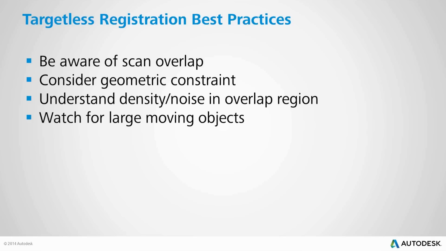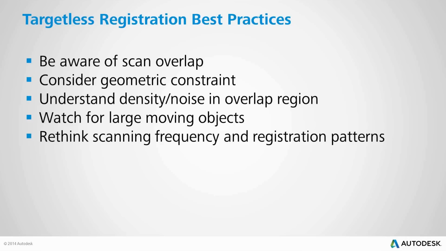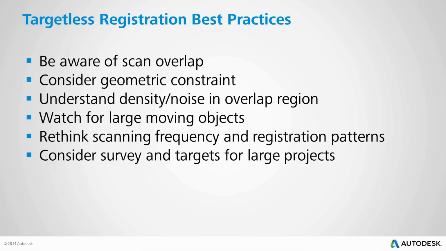We want to watch for large moving objects. As I said before, moving objects generally aren't a problem. In some rare cases, you might have very large portions of your environment that are changing, and I'll talk about that a little bit. We're also going to talk about scanning frequency, or basically the spacing between your scans and the pattern of registration that you may be using. And then last, we're going to talk about some recommended uses for targets. So targets aren't necessarily all bad. We're not saying that you should get rid of targets completely. There are definitely applications where a minimalistic use of them is definitely beneficial.